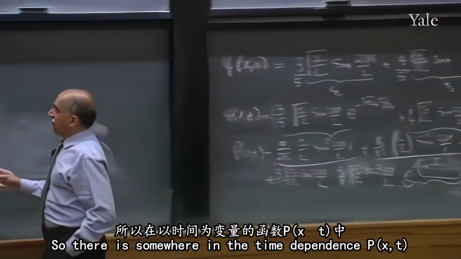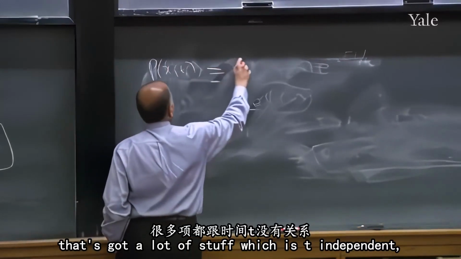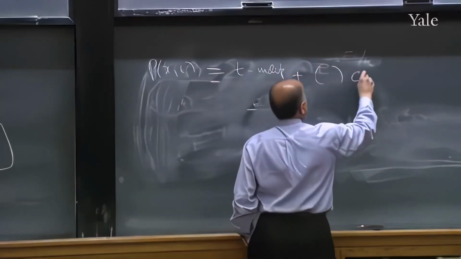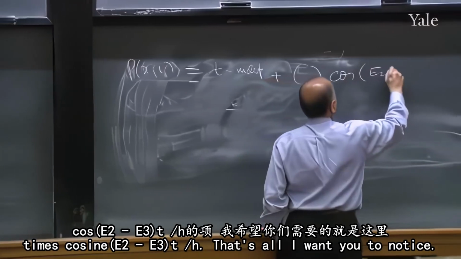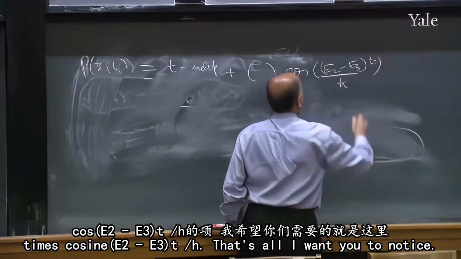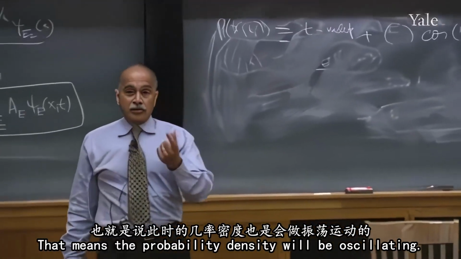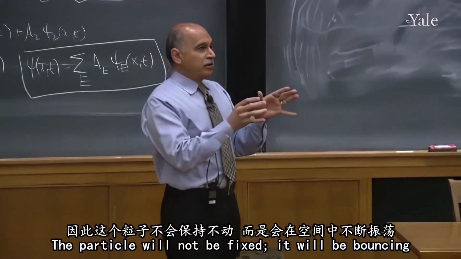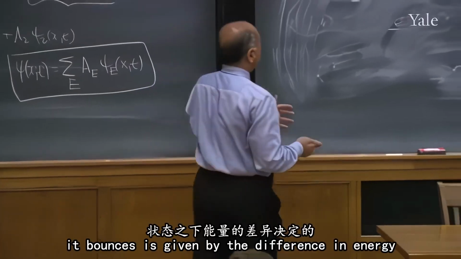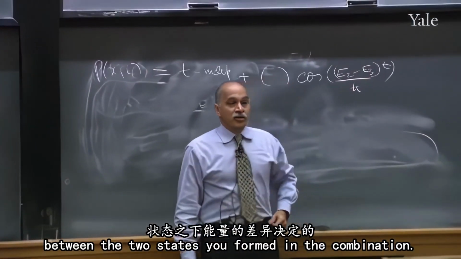So somewhere in the time dependence, p of x and t has got a lot of stuff which is t independent, plus something that looks like a whole bunch of numbers times cosine of (E2 minus E3) t over h bar. That's all I want you to notice. So that means the probability density will be oscillating. The particle will not be fixed. It will be bouncing back and forth between the walls. And the rate at which it bounces is given by the difference in energy between the two states you formed in the combination.